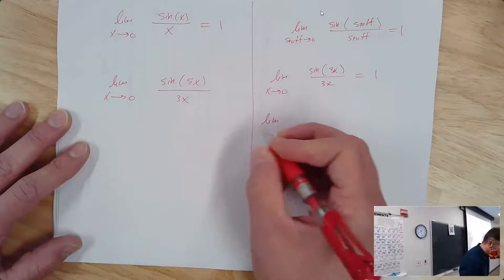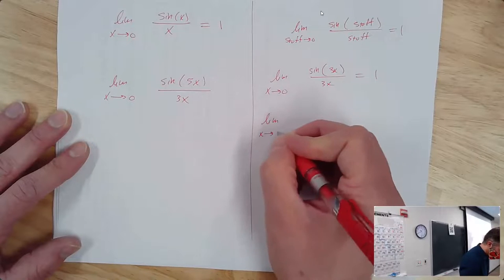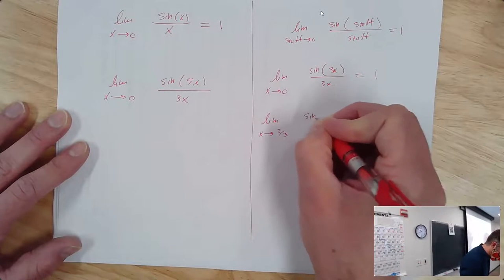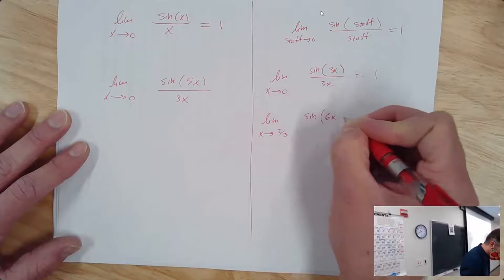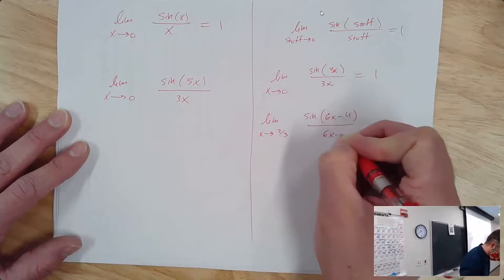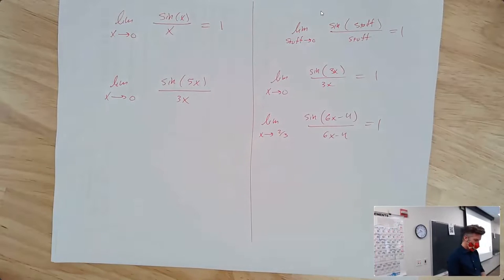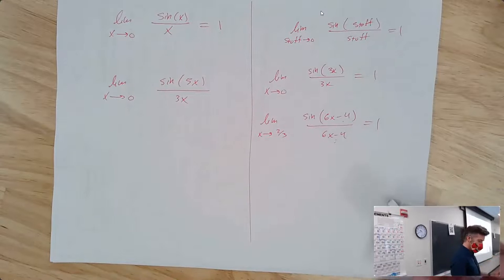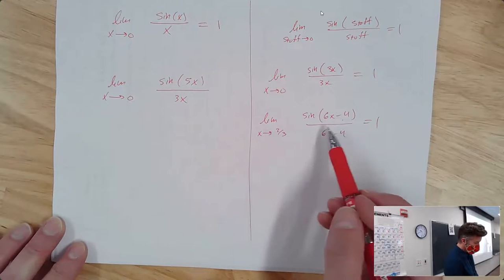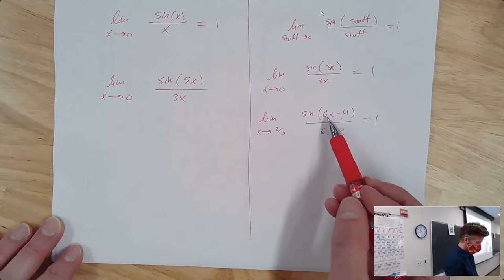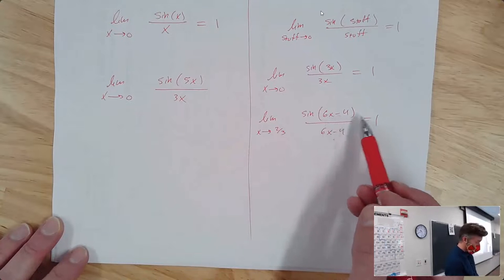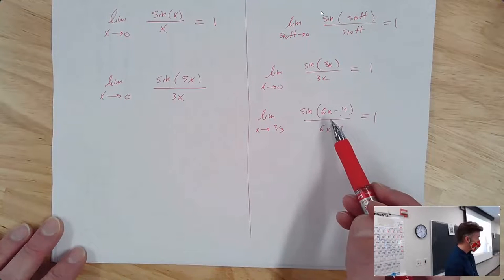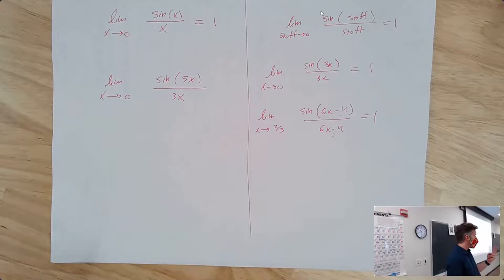Or the limit as, I don't know, x goes to 2/3 of sine of 6x minus 4 over 6x minus 4 is 1. As long as it's sine of stuff over the same exact stuff and the stuff is going to 0, well, x is going to 2/3, but 6 times 2/3 minus 4 is 0. So the stuff is still going to 0. As long as those two conditions are met, that limit has to be 1.